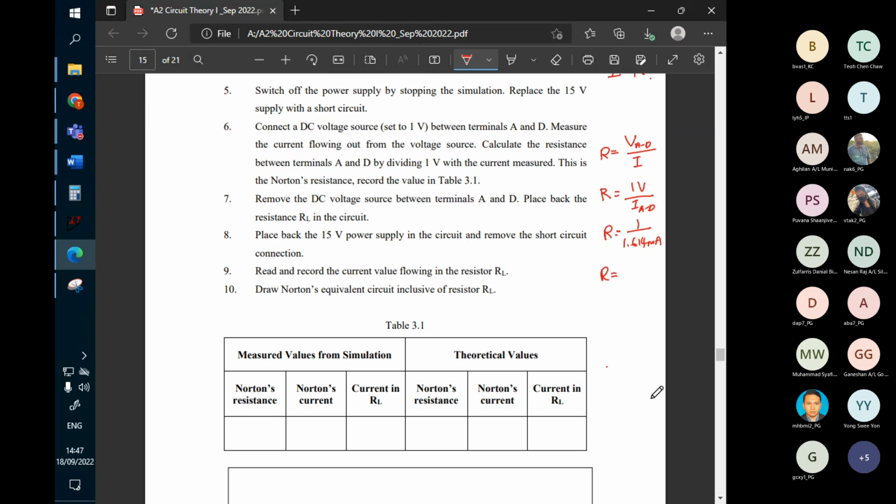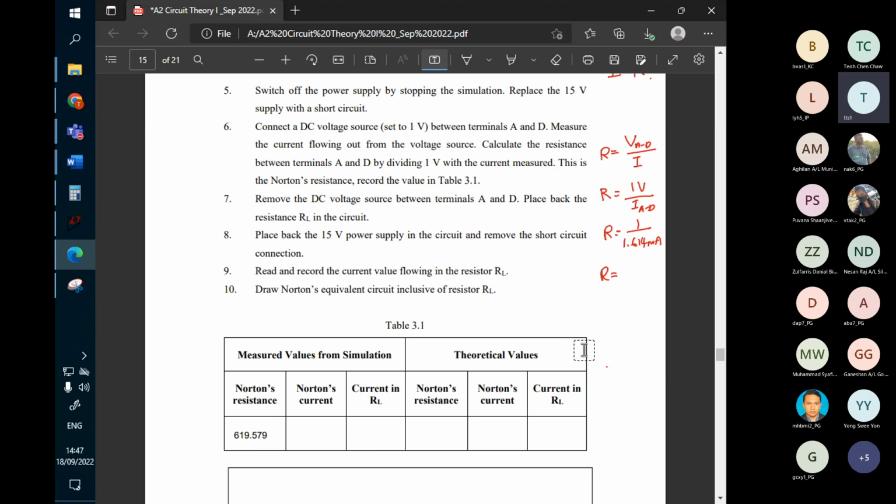Okay. Just key in immediately here. 619.579, if I remember correctly. Ohm. Okay, this will be the resistance in ohms.